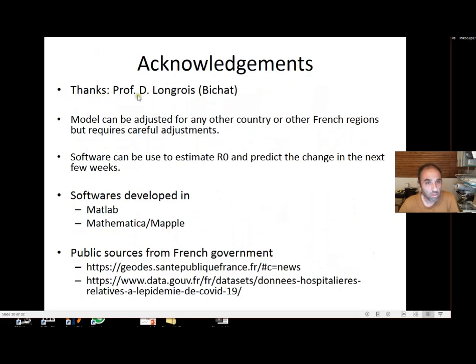I would like to thank Professor Dan Longra for discussion. The model can be adjusted here for any country, and all of the French regions, and we'll be happy to share. This model is not easy to calibrate. We need to train somebody if there is a need. The software can be used to estimate R0 and predict the changes in the next few weeks. The software is developed in MATLAB, Mathematica, and Maple.